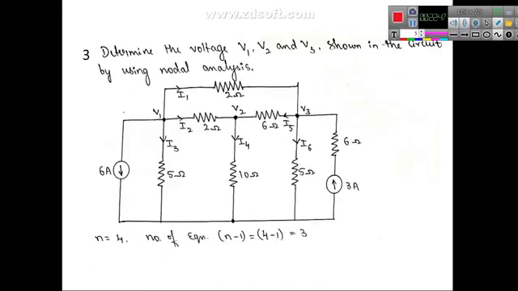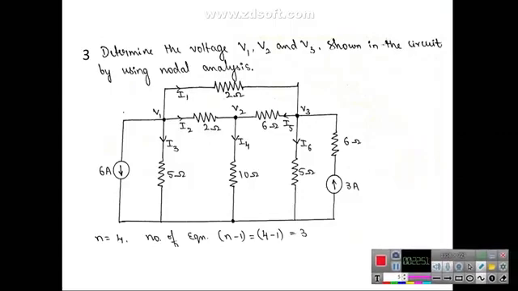Similarly, you can consider a number of examples. I have considered one more, so you try it yourself. Determine V1, V2, V3 shown in the circuit by using nodal analysis. For your understanding, I have already marked the nodes V1, V2 and V3. Also the current directions are marked in the diagram.